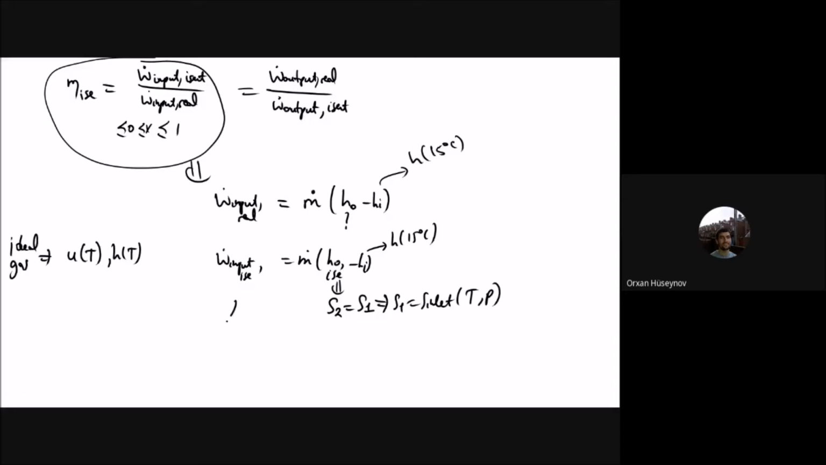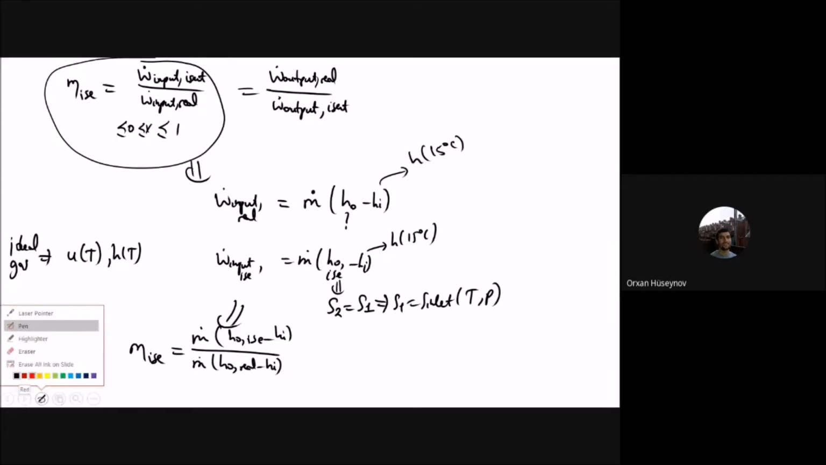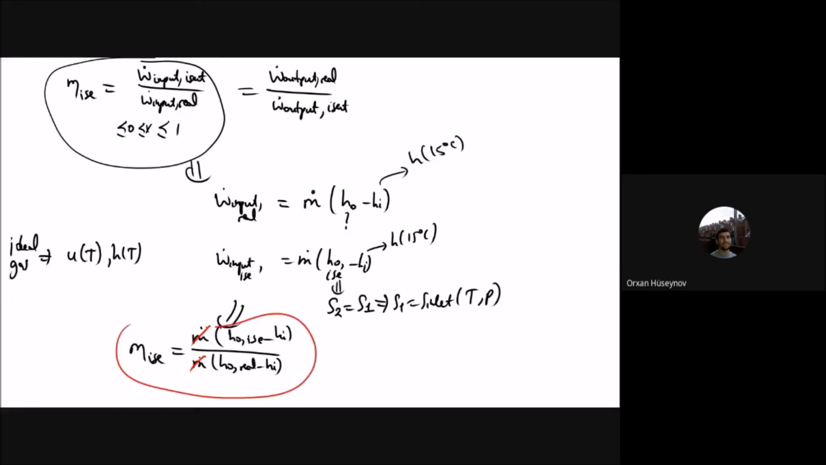So let me put it here, so that eta isentropic will be equal to the work input isentropic, which is m dot times H out isentropic minus H inlet, divided by the work input real, which will be m dot times H out, this one is the real one, minus H in. The ins are the same, but the outlets will be different. So this one will cancel out, and you will have this final relationship here.